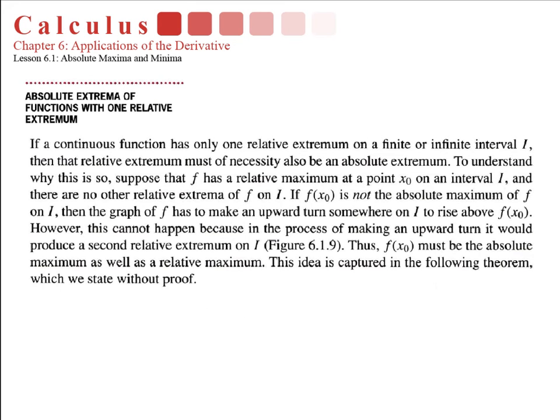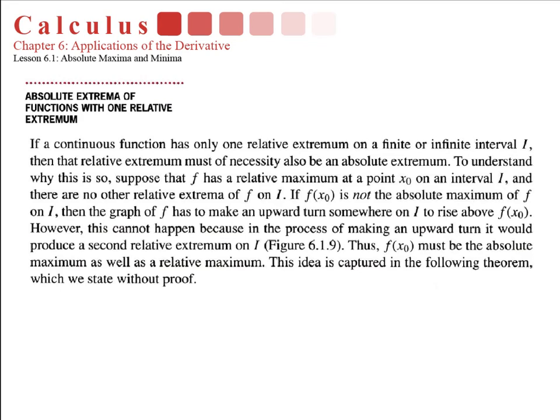Next, let's talk about what the consequences are when a function has only one relative extremum. If a continuous function has only one relative extremum on a finite interval, or an infinite interval we'll call I, then that relative extremum must of necessity also be an absolute extremum.